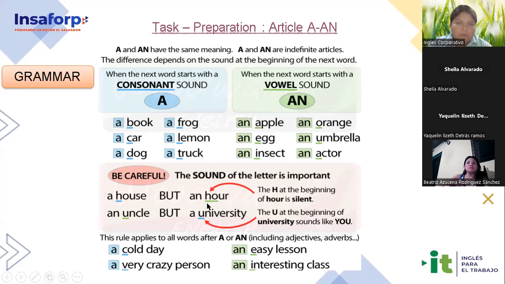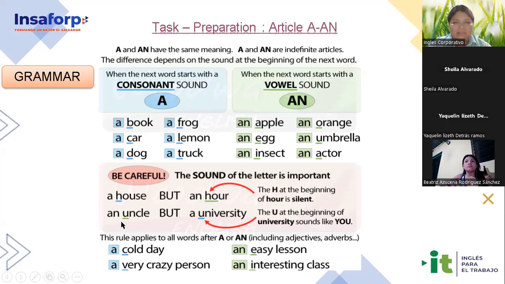Ahora, ustedes notan, empieza la palabra hora con una H, pero el sonido que tenemos ahí es un sonido vocal. Es el primer sonido que sale de esa palabra. Entonces, por eso tenemos que tener cuidado con algunas palabras. Ahora tenemos otro caso. An uncle, but a university. Entonces, tenemos acá la palabra tío, un tío, an uncle.